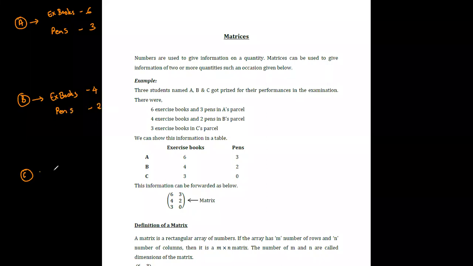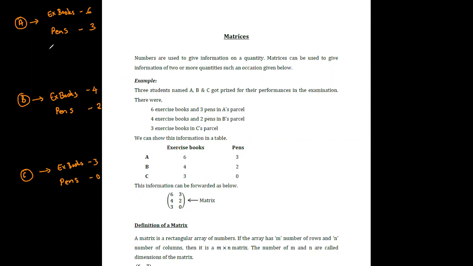If you see student C, there were 3 exercise books, and they are not giving any information regarding the pens. Therefore, we can assume that pens are equal to 0. Therefore, this is the information that we have.